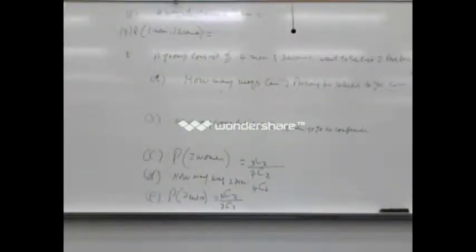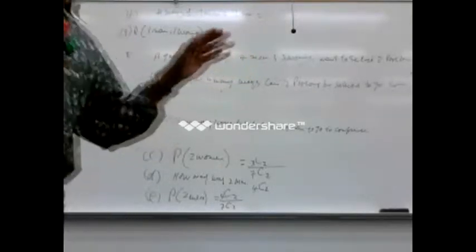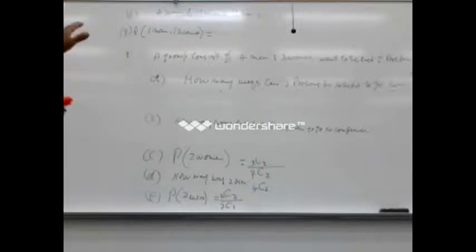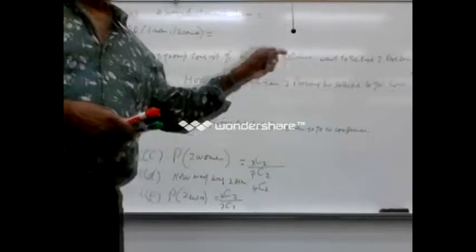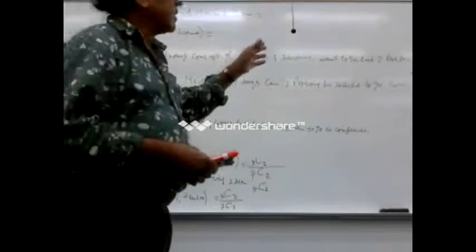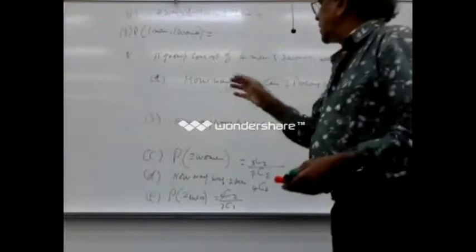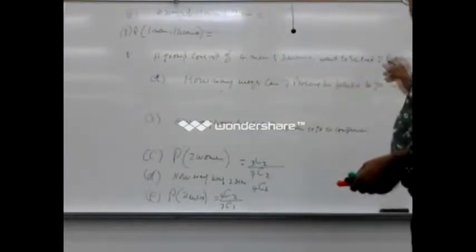The problem says here, a group consists of 4 men and 3 women want to select 2 persons to attend a conference. So that's the beginning part of the problem. And here is a question asked on this problem. It asks, how many ways can 2 persons be selected to attend the conference? So the group consists of 4 men and 3 women, and they want to select 2 persons to go to a conference. The first question asks, in how many ways can 2 persons be selected to go to the conference?